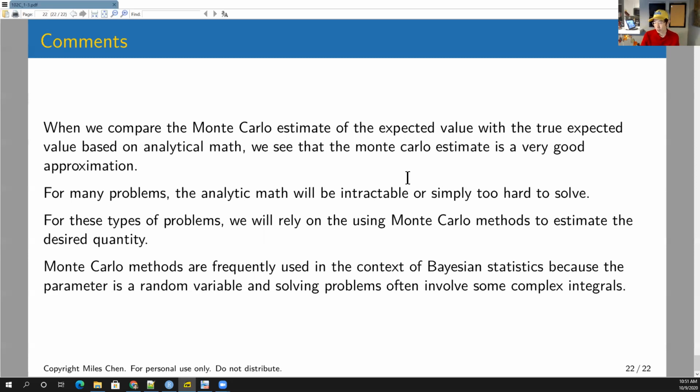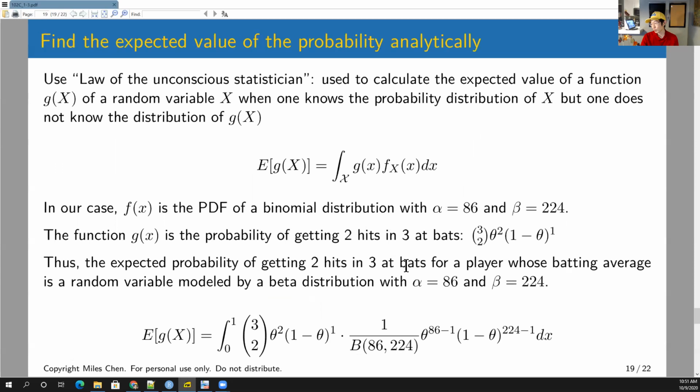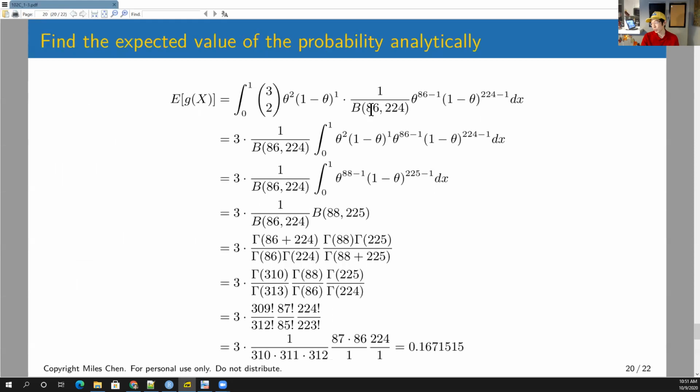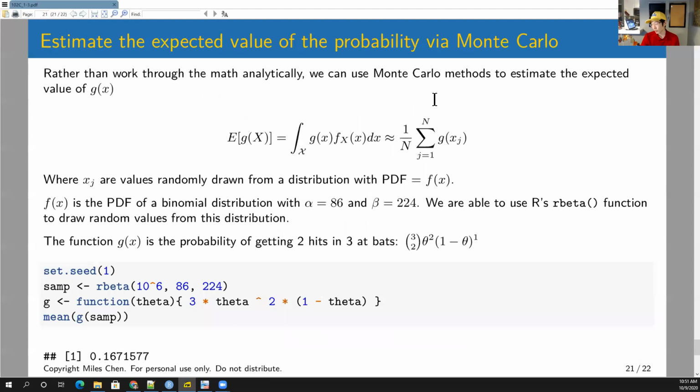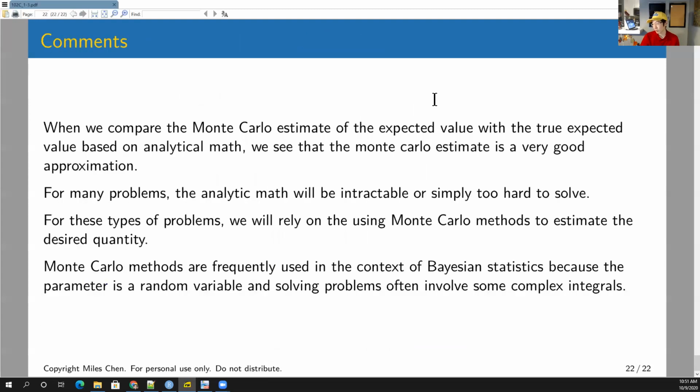And so for these types of problems, we're going to use Monte Carlo methods to estimate desired quantities. This is the reason why Monte Carlo methods are frequently used in Bayesian statistics, because the parameter is a random variable, and solving a problem like what's the probability of getting 2 hits in 3 at-bats involves an integral, because theta is not a single value. It's a random variable with its own distribution, and you have to consider all of these values. Because of that, we like to use Monte Carlo methods in Bayesian statistics.